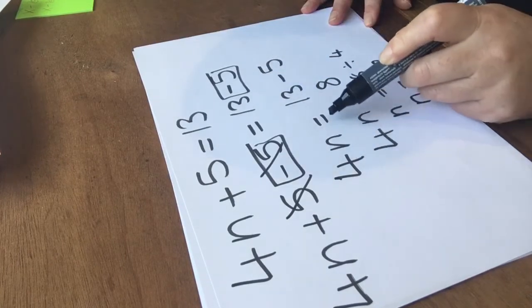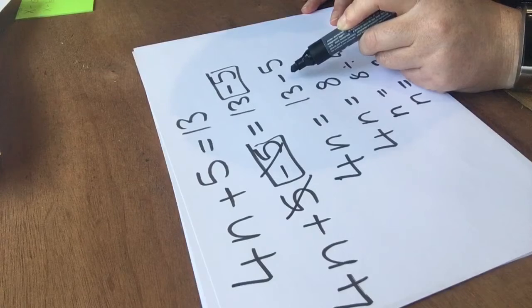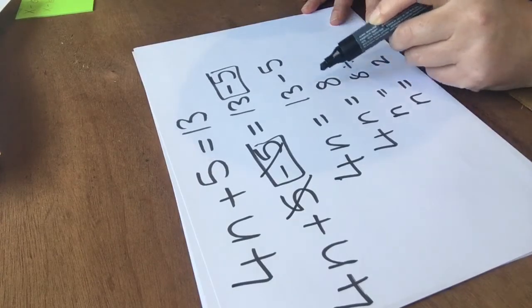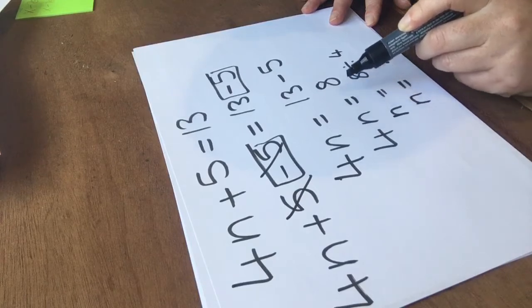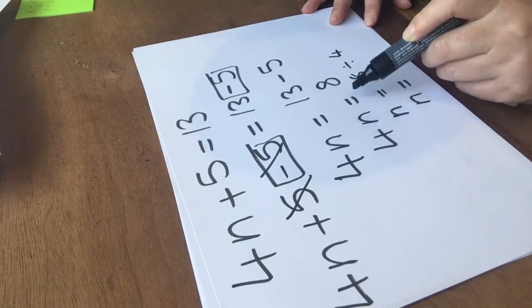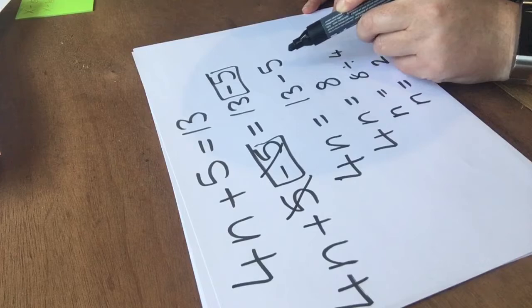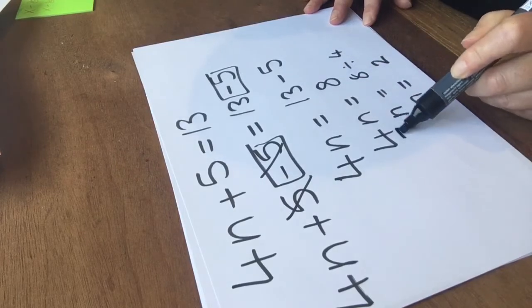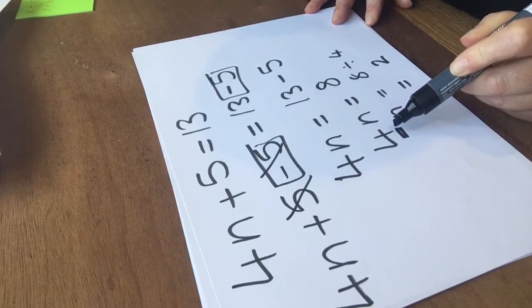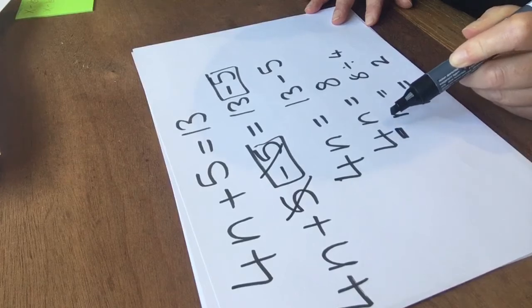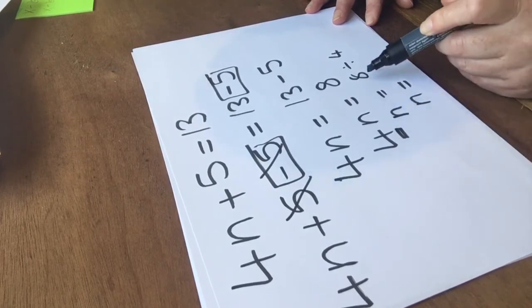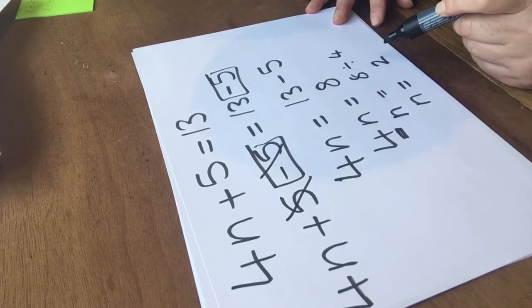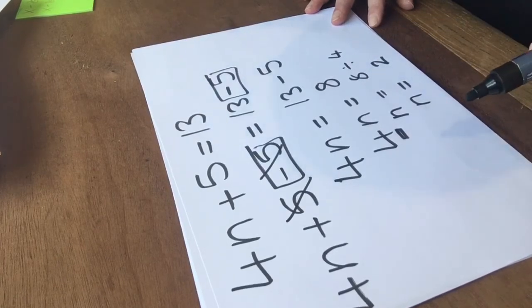So 4n is equal to 13 take away 5. And 13 take away 5 is 8. So 4n equals 8. But we've still got the number left here, which we want to get rid of. We've got 4 lots of n, so 4 times n, so the inverse is divide. So 8 divided by 4 equals 2, so n equals 2.